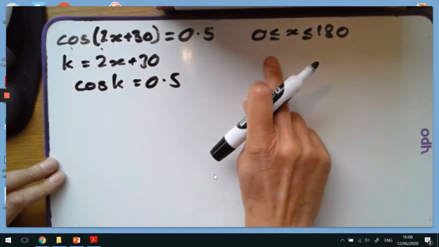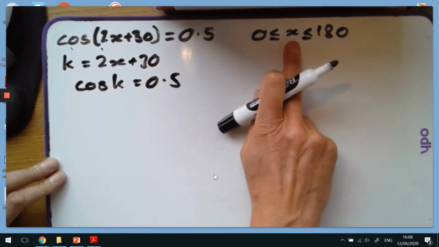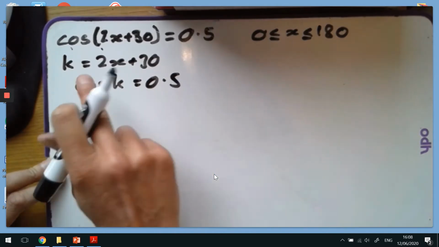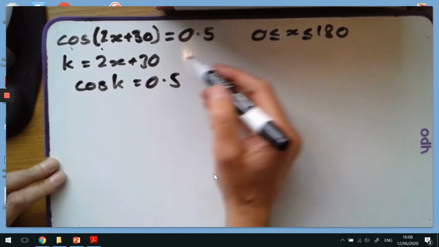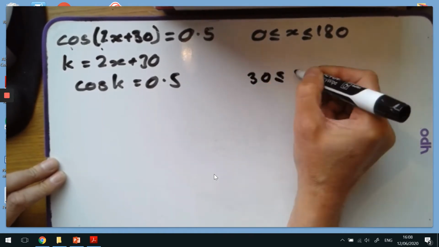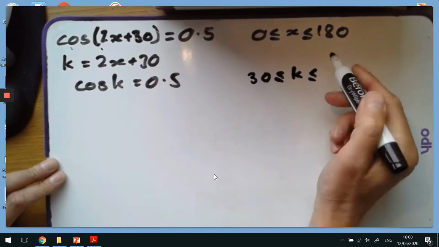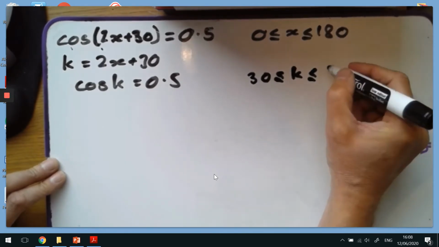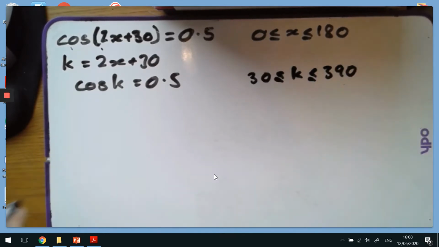I need to rearrange this. So this is no longer x, this is k, but k is 2x plus 30. So 2 times 0 plus 30 is 30. 2 times 180 plus 30 is 390.